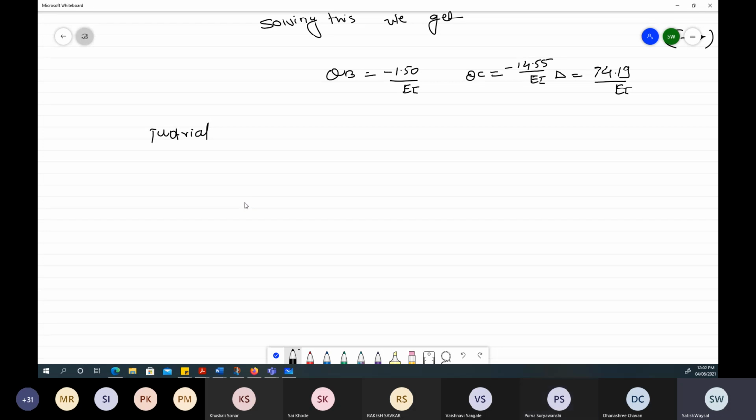Yes, sir. Okay. This is a tutorial example. This will be the last example on slope and deflection, and from tomorrow we are going to start the plastic analysis.